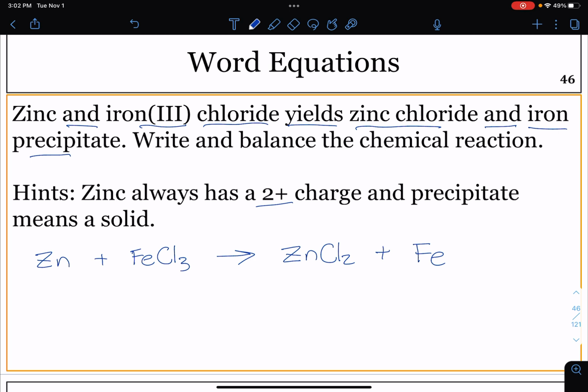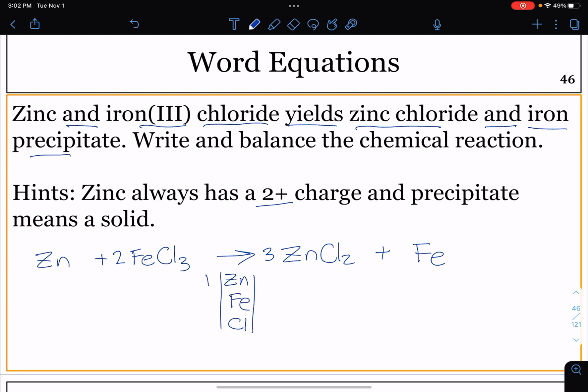All right, now we need to balance the reaction. We can see that we have 1 zinc on each side and 1 iron on each side, but we have 3 chlorines on the left side and 2 chlorines on the right-hand side. So this comes with a least common multiple of 6. Therefore, if we put a 2 coefficient here and a 3 here, let's go ahead and count up our atoms.